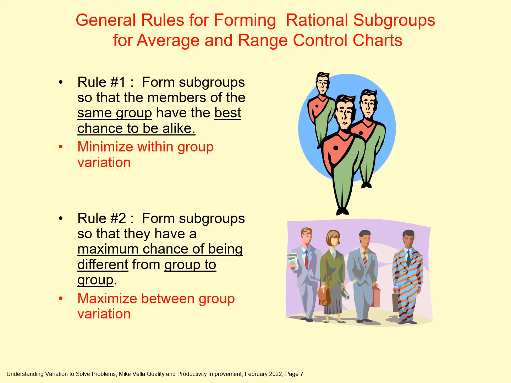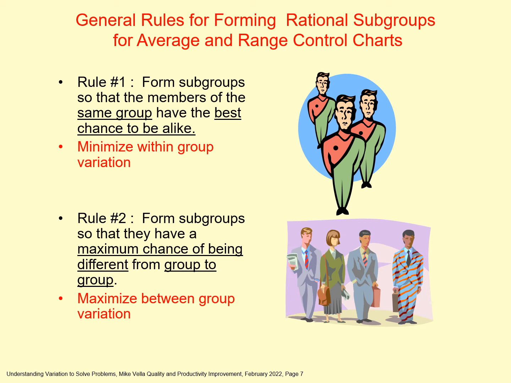Rule 1, form subgroups so that the members of the same group have the best chance of being alike. If you recall in section 4, we talked about taking consecutive samples because they're the closest alike that you can possibly get. So within subgroup, you want to minimize the variation within the group. You want the parts to be as close as they can to each other, like the set of triplets you have there on the right.